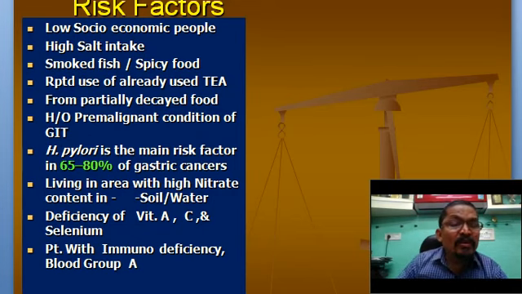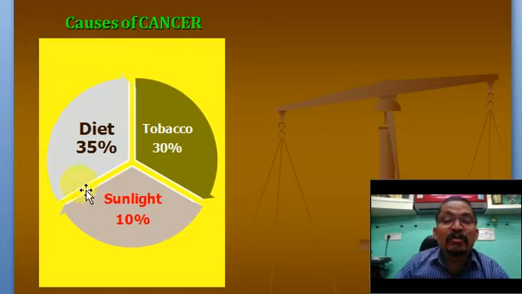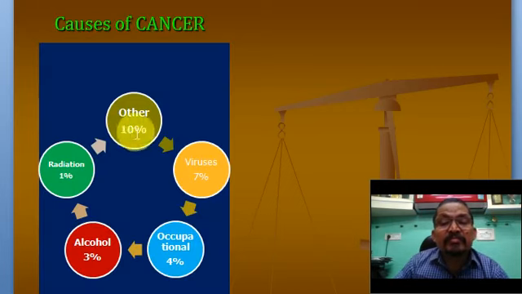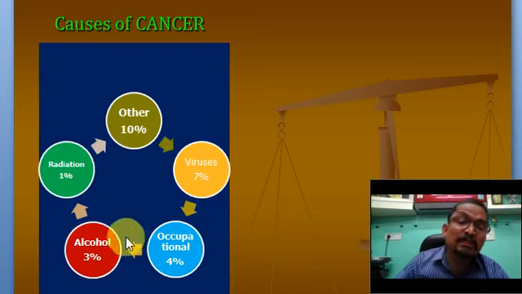Then next, the causes of cancer can be summed up as follows: diet constitutes about 35% of cancers, and various types of tobacco cause about 30%. Radiation and sunlight cause about 10% of cancers. Otherwise, viruses account for about 7%, occupational causes only 4%, alcohol leads to 3% of cancers, and radiation 1%.